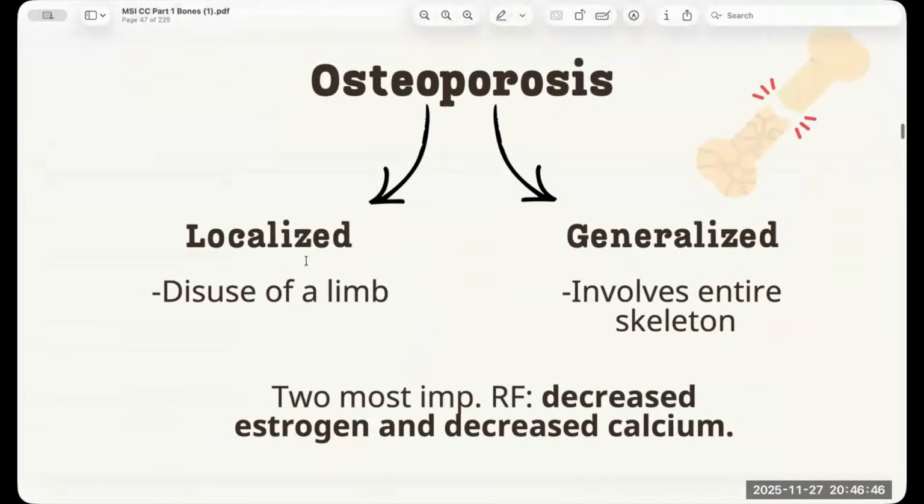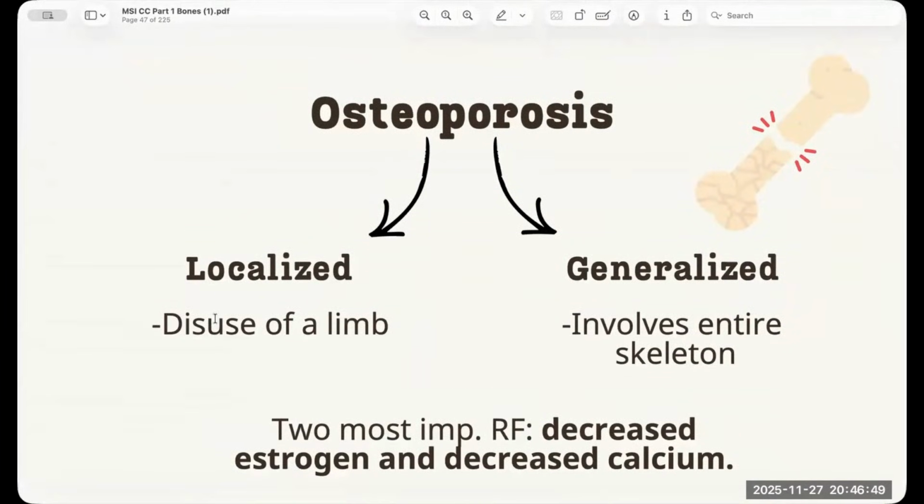So osteoporosis can be either localized or generalized. Localized in one limb, which is caused by disuse of this limb. Let's say you broke your arm and you had it in a cast for a couple of months or maybe a year, depending on the fracture. This does cause osteoporosis for this limb. Why? Because physical activity or movement of the bones reduces the risk of this. All right. Next type is generalized osteoporosis, which involves the entire skeleton or the entire body.